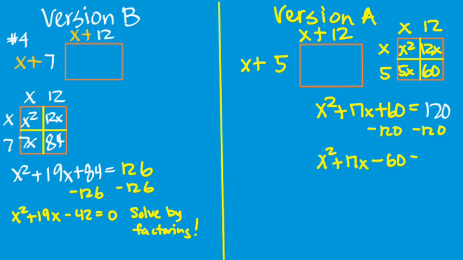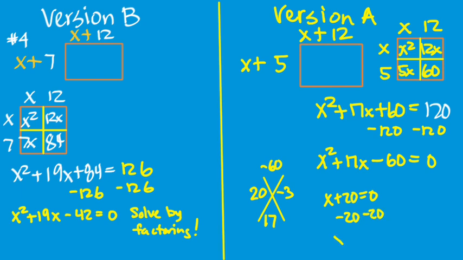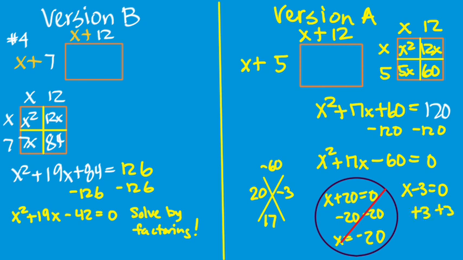So we move the 120 over to the other side, and we go ahead and use X-box to find two terms that multiply to be negative 60 and add to be 17. And then we solve those when they equal 0 to find the logical conclusion. Obviously, a side of a planter cannot be negative 20. So we try our other value, which turns out to be 3.